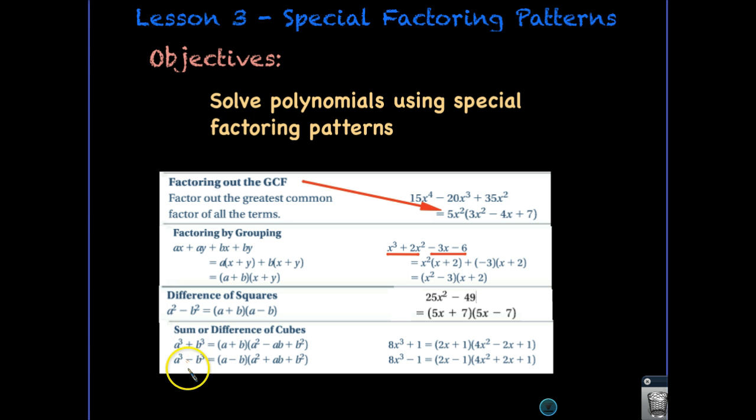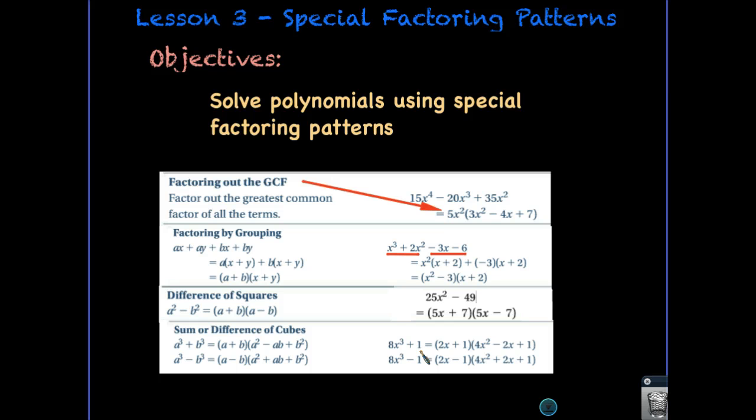Now let's look at the sum or difference of cubes. And in both cases, you have to have a perfect cube for your A term and a perfect cube for your B term. So let's look at our example here. We have 8x cubed plus 1. We know we have a perfect cube if we can find a number that if it multiplies by itself 3 times, we get 8. Well, we know that 2 times 2 times 2 gives us 8. So 8 is a perfect cube.